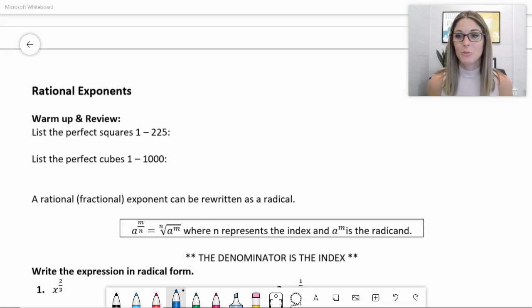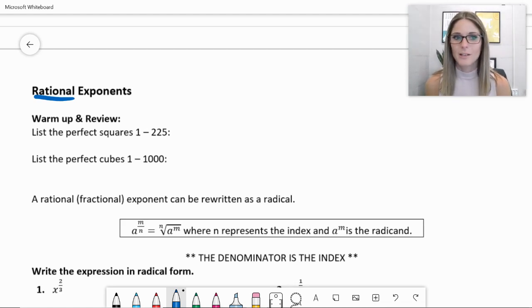Today we're going to look at another really popular concept in Algebra 2, and that's our rational exponents, or our fraction exponents. Before we get started, we need to review our perfect squares and our perfect cubes. So I've got here, list all your perfect squares 1 through 225.